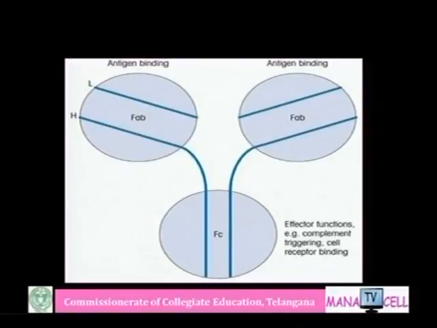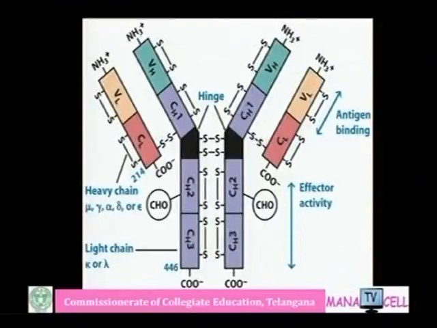It has the FAB, fragment of antigen binding site, and the other one is the FC, fragment of crystallization. Later on, because of the action of different types of enzymes and different types of chemicals, they discovered this structure. This structure of the immunoglobulin has two identical chains. One chain is called the light chain, another chain is called the heavy chain.